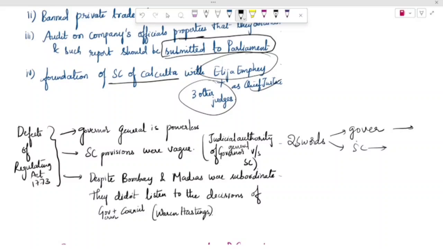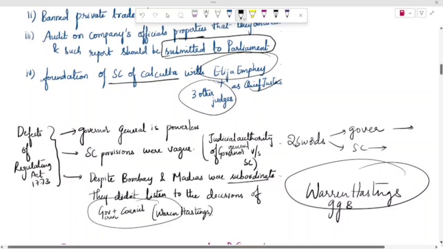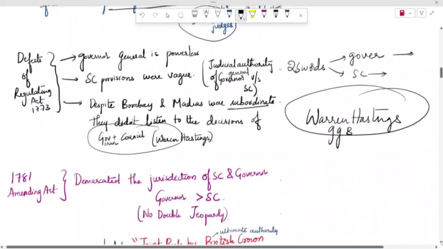Then, although Bombay and Madras were subordinate, there were no rules on in what matters or how they should be subordinate to the Governor General. These things were not made clear. So at that point, they didn't listen to decisions made by the Governor General in Council. The first Governor General in Council was Warren Hastings, the first Governor General of Bengal.